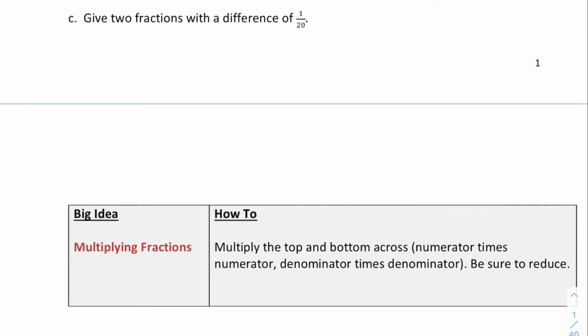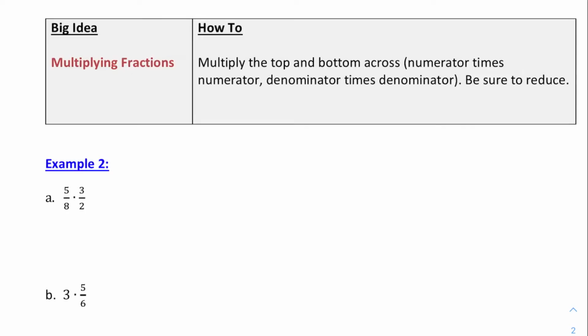Now I want to give two fractions with a difference of 1/20. That means if I subtract them, I should get a result of 1/20. So I'll do a couple up here. Let's say that I do 21/20 minus 20/20. That would give me a difference of 1/20. See if you can come up with a couple more.